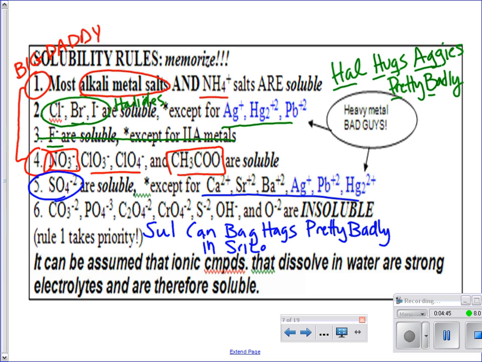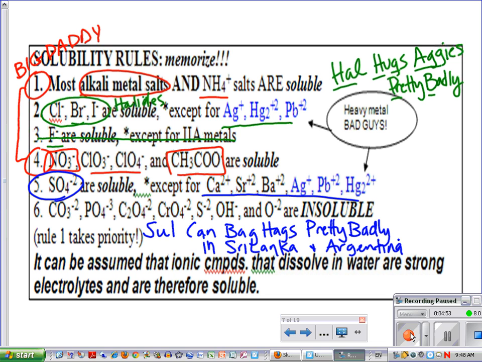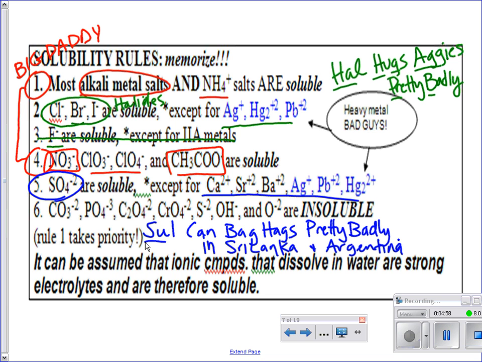In Sri Lanka and Argentina. So from this horrible saying, we know that all sulfates are soluble except for calcium, barium, mercury, lead, strontium, and silver. There's Saul next to Hal. He's bagging an old hag, putting her in a bag. And he's got a name tag that says Saul, and he's pretty evil.